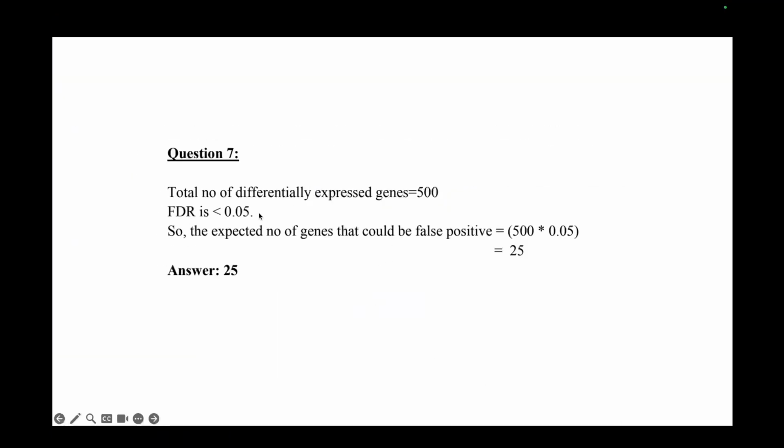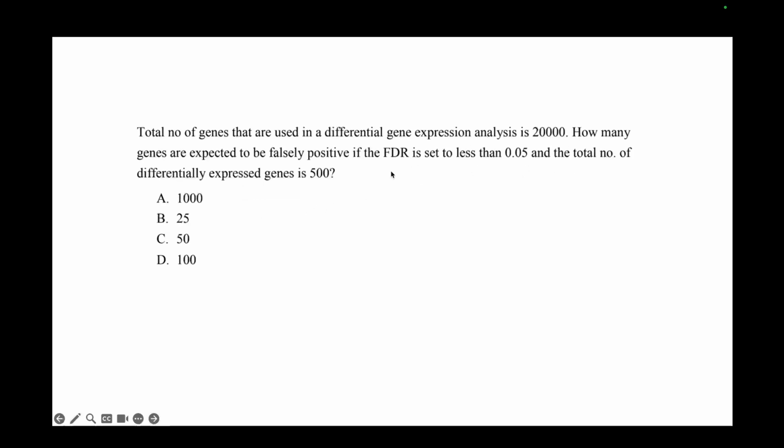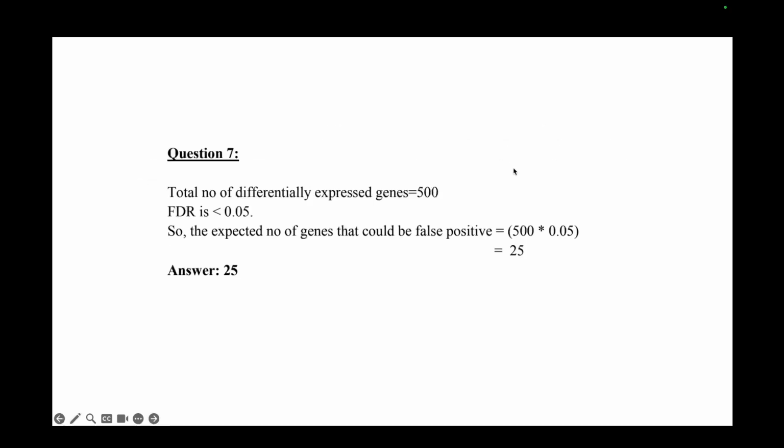So the total number of differentially expressed genes is given as 500, the total number of genes used is 20,000, and your false discovery rate is set to 0.05. You do not need the total number of genes anywhere. The false discovery rate is calculated on the differentially expressed genes. So it's 0.05 of 500, which is 25. That's correct.